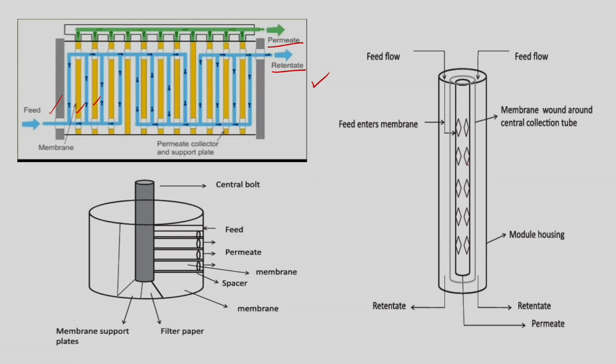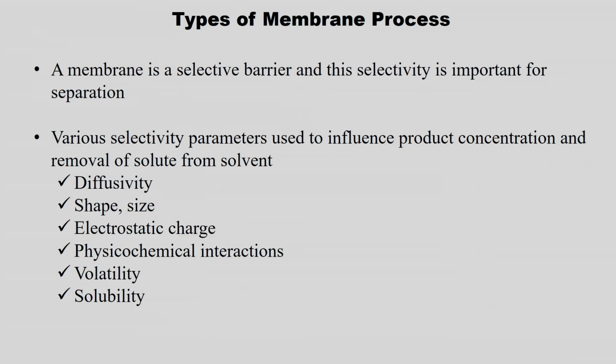So, this is nothing but a spiral wound. In the spiral wound, your membrane is wrapped around the central line. So, what happens is the feed is supplied here, right. So, it permeates through the membrane. Your permeate is collected inside the tube and your retentate will be on this side. Okay. So, this is nothing but a spiral wound membrane module.